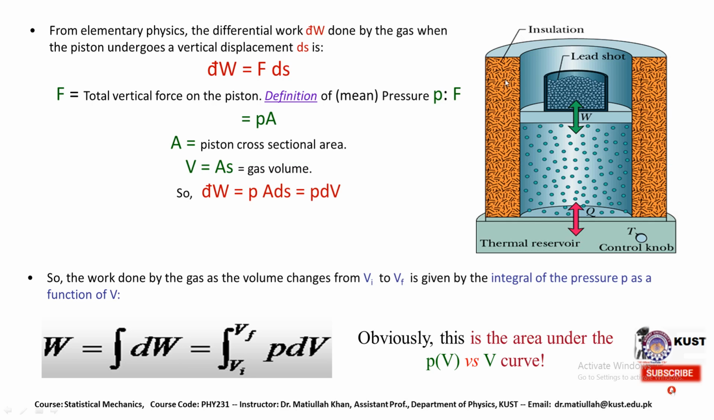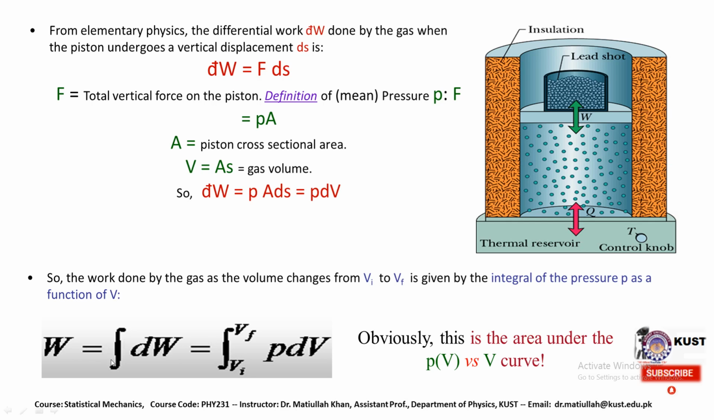We can put both the values of F and AS in this equation, so it will be P A dS, where A dS is equal to dV, so it will be P dV. This is the magnitude of the differential work done by the system, dW equal to P dV. The work done by the gas as the volume changes from the initial volume to the final volume is given by the integral of the pressure P as a function of V. So we can calculate the magnitude of work done.